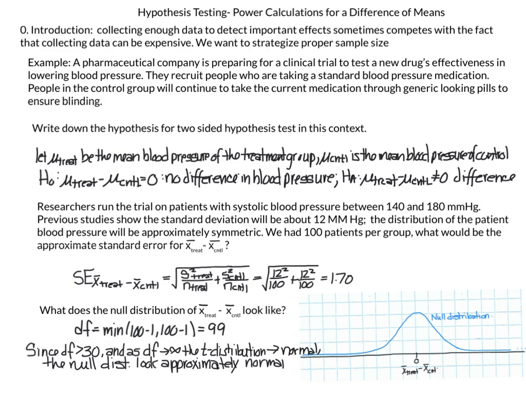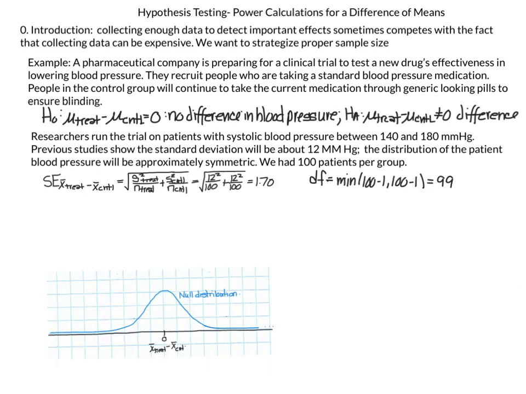The other thing we talked about when we talked about the t-distribution is as the degrees of freedom increases, the t-distribution becomes more and more like the normal curve. Since the degrees of freedom is greater than 30, and as degrees of freedom approaches infinity, the t-distribution approaches the normal curve, then the null distribution for our sample mean of the treatment minus the sample mean of the control group is going to look approximately normal, as I have drawn here. I deleted a few things and moved things around to give myself space.